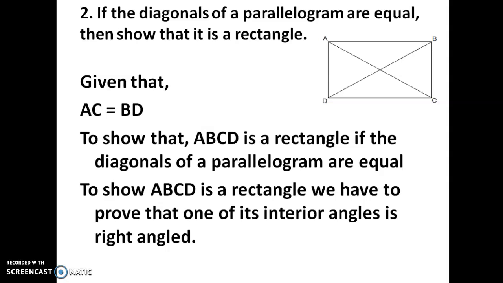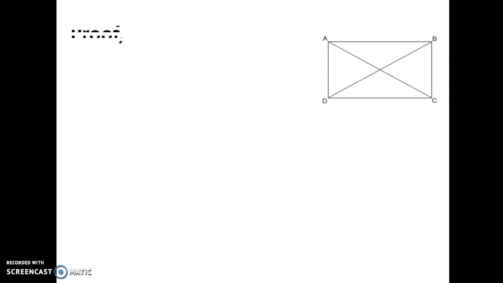To show ABCD is a rectangle, we have to prove that one of its interior angles is a right angle. In a normal parallelogram, it's not necessary to have any angle as 90 degrees. But if it is a rectangle, it is a must. It should have a 90 degree angle between the sides. So that's what we are going to prove, that it is a rectangle.